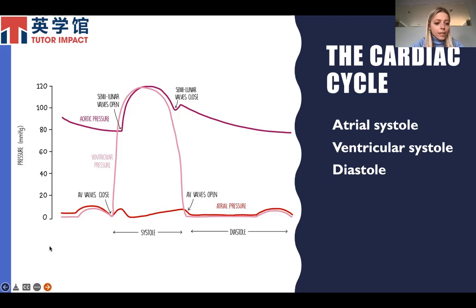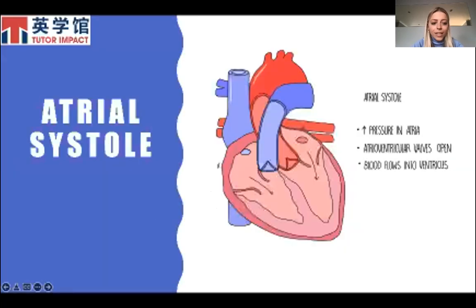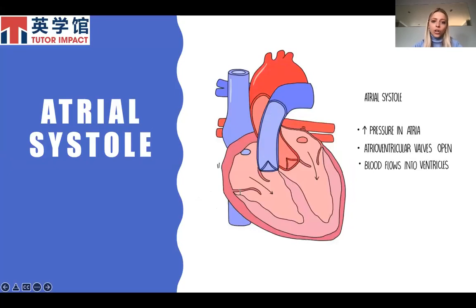So the first one in this process is atrial systole. This is the first stage of the cardiac cycle. To begin with, this is where the atria contract. So both chambers at the top of the heart contract, they squeeze inwards, while the ventricles at the bottom relax. What this does is reduce the volume in these top atria because they're getting smaller, and that increases the pressure because the area is getting smaller as the atria contract.